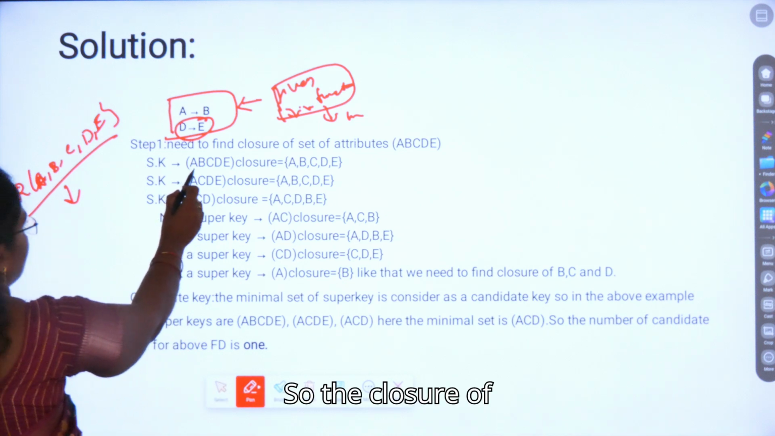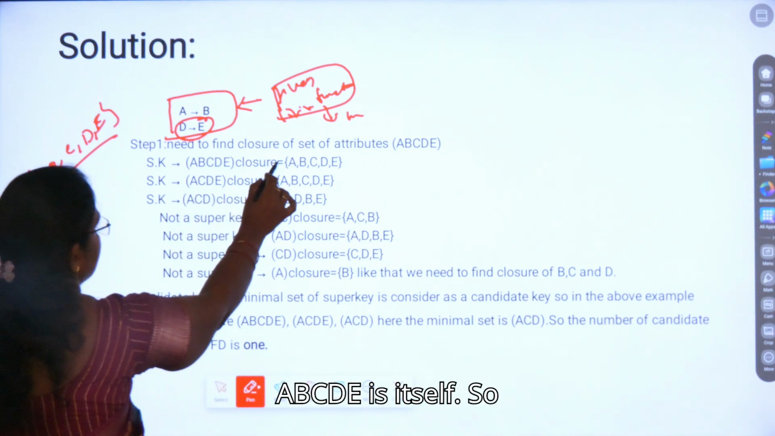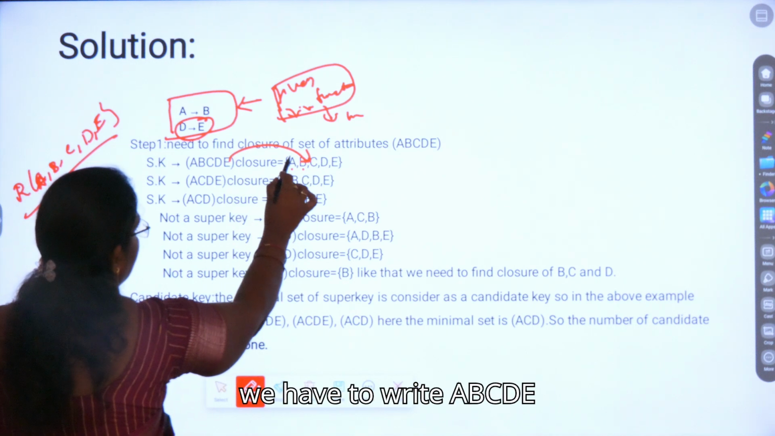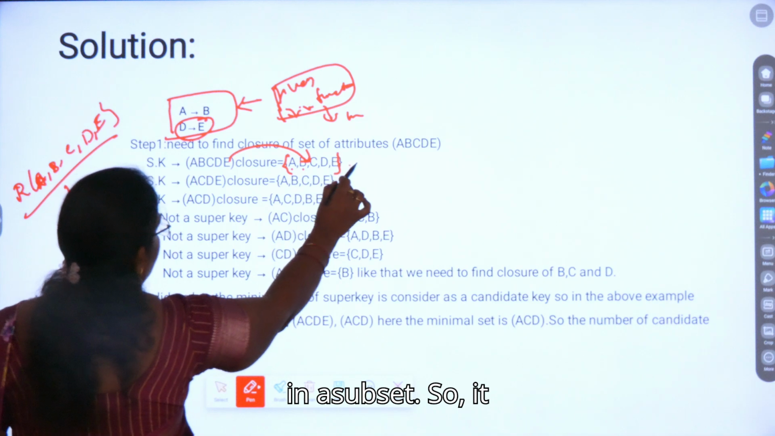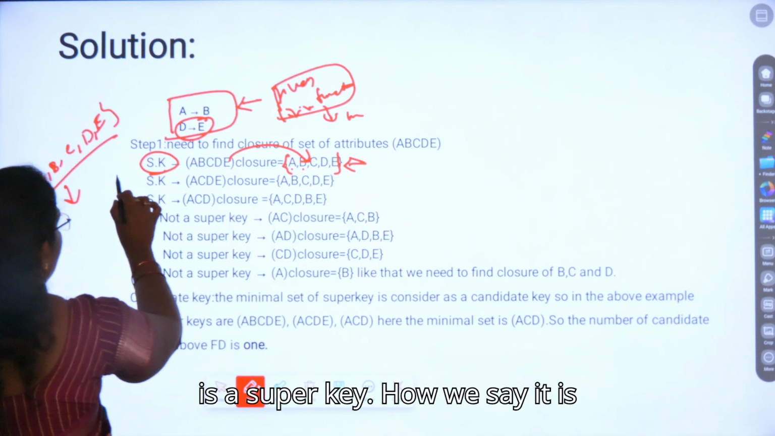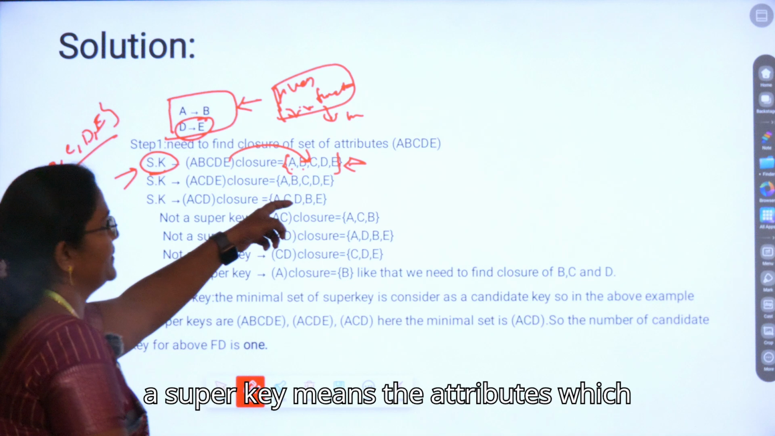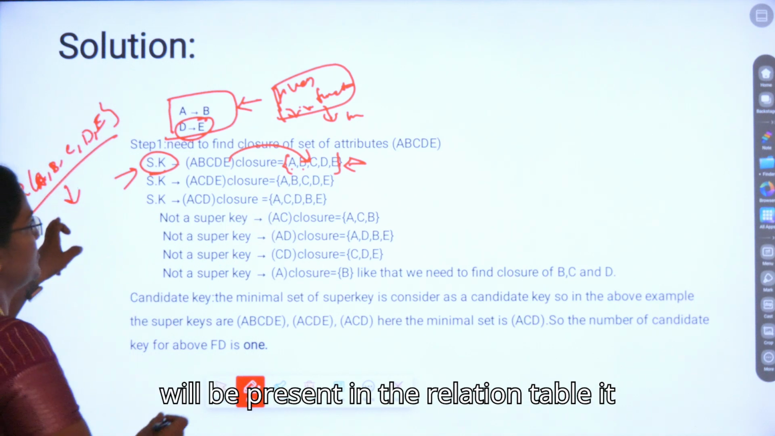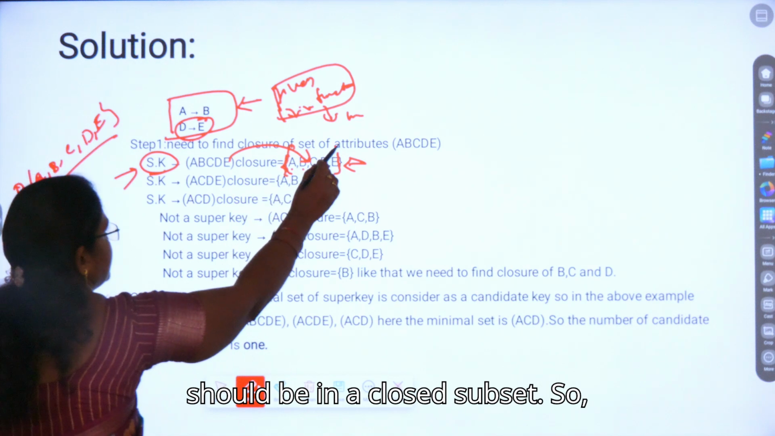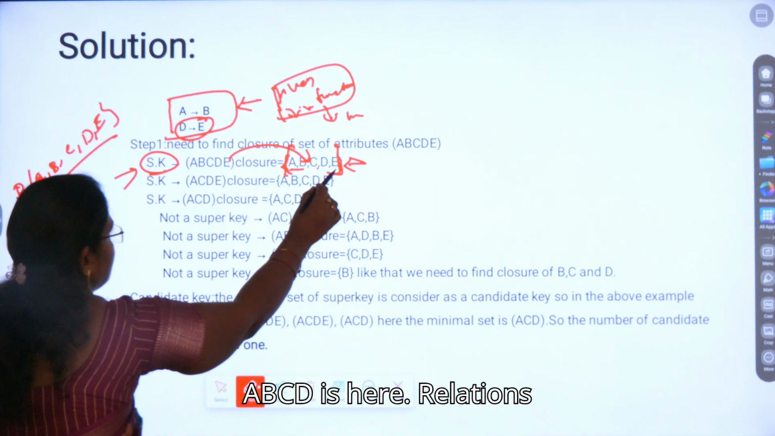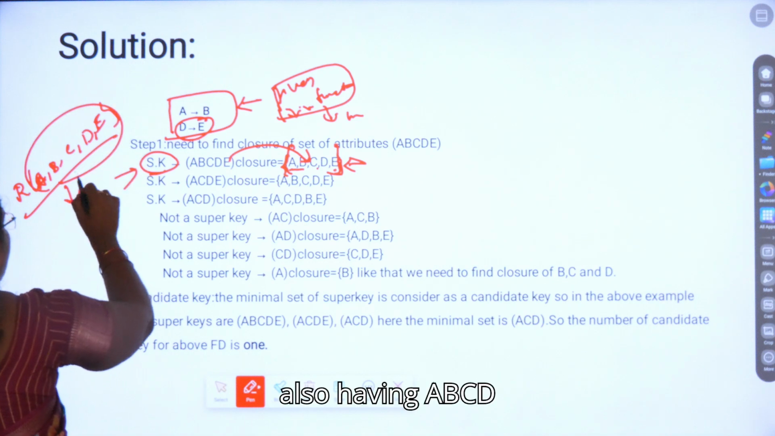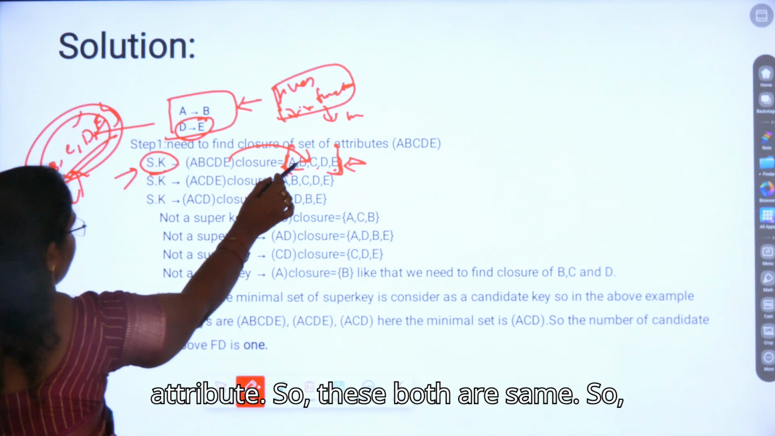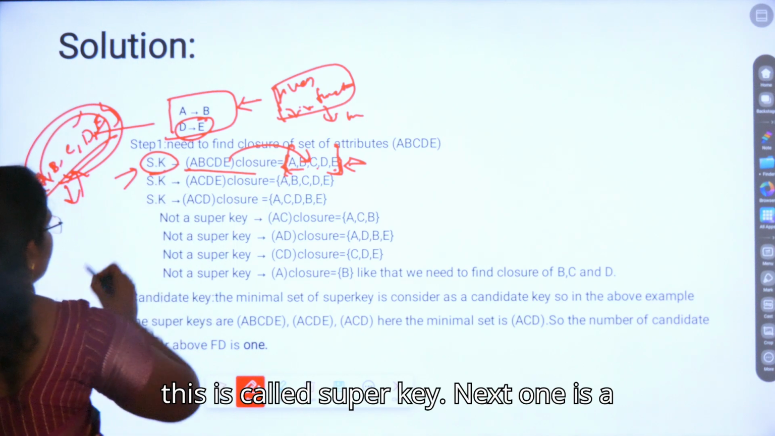So the closure of A, B, C, D, E is itself. So we write A, B, C, D, E in its subset. So it is a super key. How do we say it is a super key? The attributes present in the relation table should be in the closure subset. The relation also has A, B, C, D, E attributes, so both are the same. So this is called a super key.